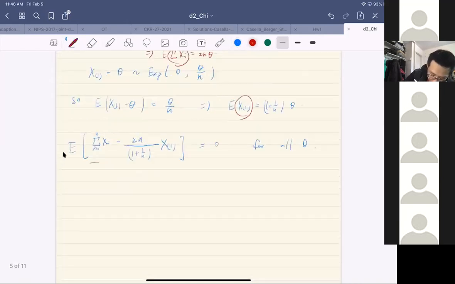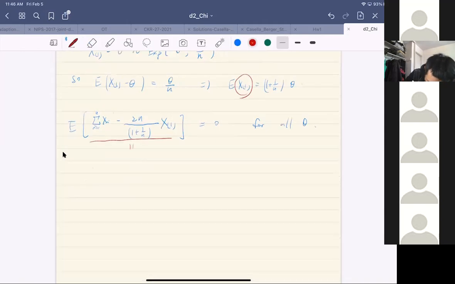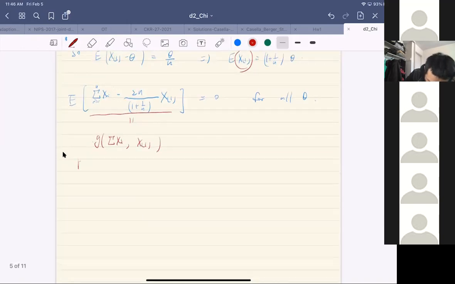But this is not zero. So we can say this is a function g of summation Si and S1. But g is not 0. So this is not a complete statistic for theta.